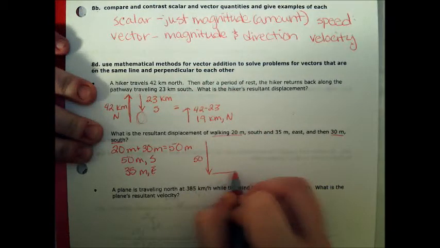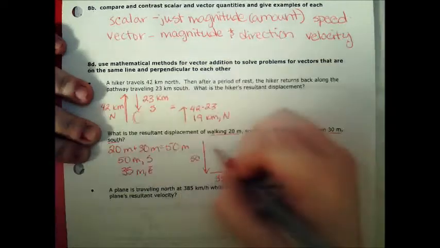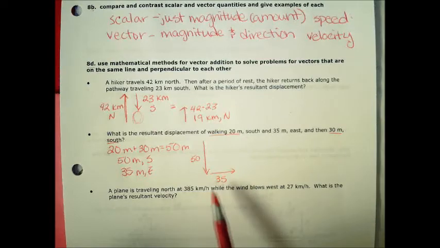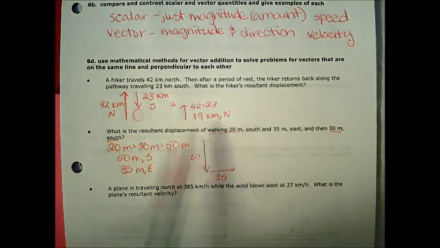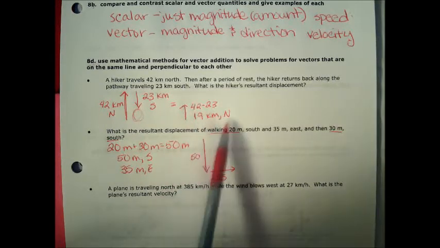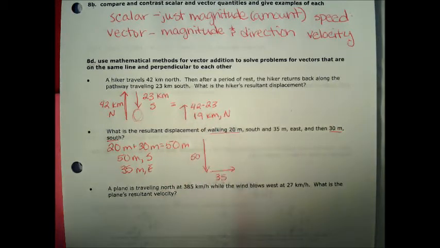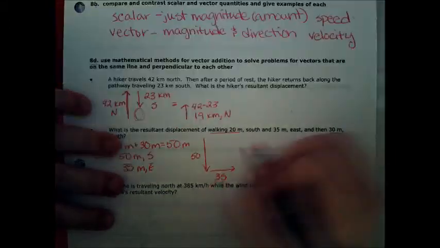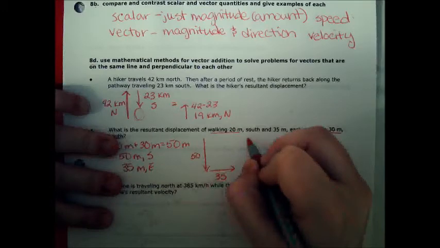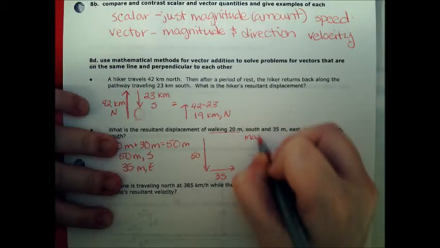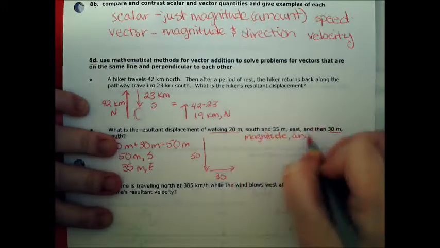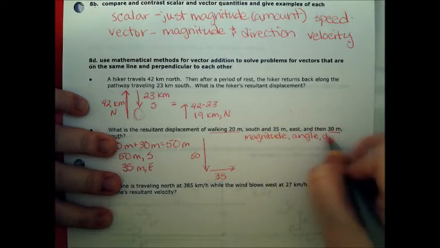50, 35. And then when vectors are at right angles to each other, your answer has three parts. Up here, your answer has two parts: a number, magnitude, and direction. But when they're at right angles like this, then you have to worry about a third thing. You need magnitude, angle, and direction.